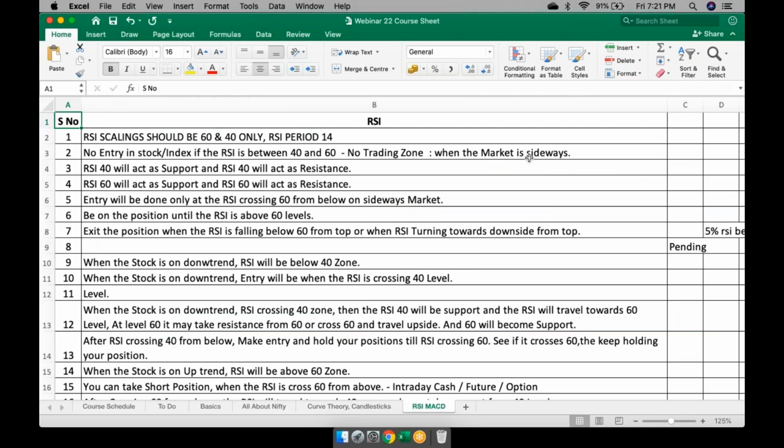So RSI scaling should be 60 and 40 only. We shall not change this for intraday, positional, BTST, STBT, everything. RSI is 60-40 only. Forget about currency, it's out of scope. For equities, RSI should be 60-40, because for currency we don't have any RSI theory. So don't apply this to currency. So RSI scaling should be 60-40 only. That is, the oversold limit 60 and the overbought limit 40.